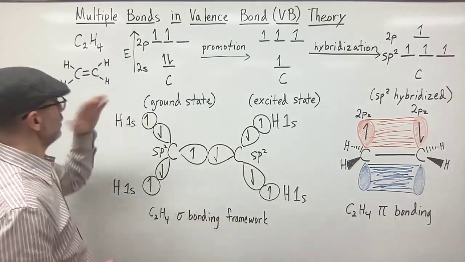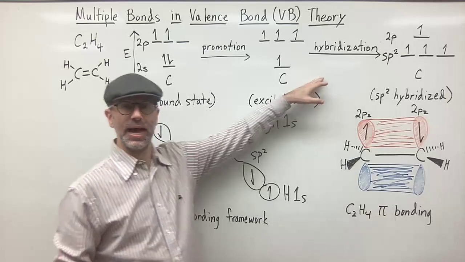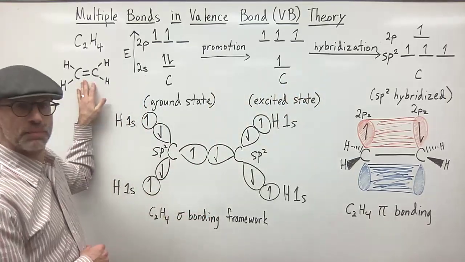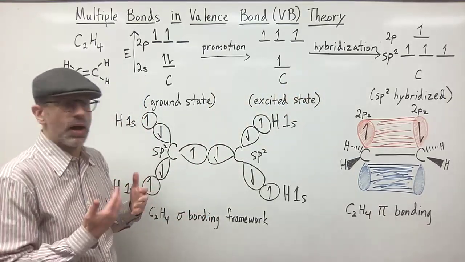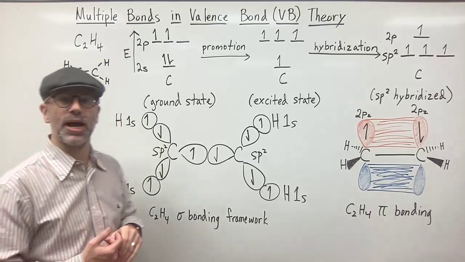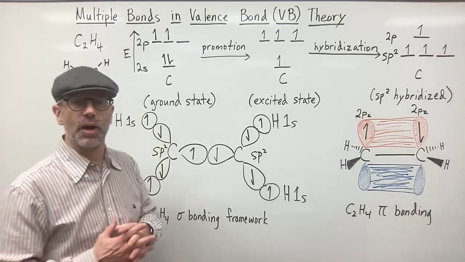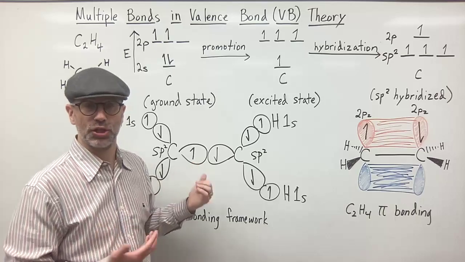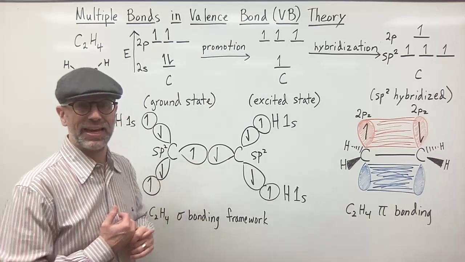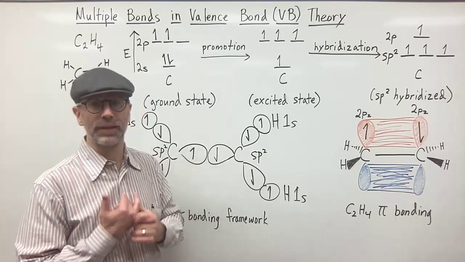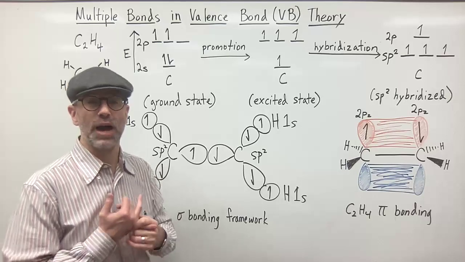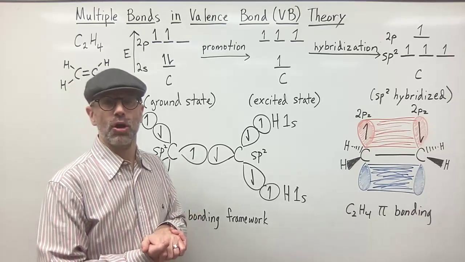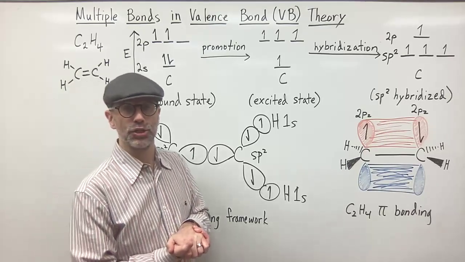So one thing I want to start off with is the idea of hybridization. The carbons here are going to be sp2 hybridized because we know experimentally that the angles are 120 degrees. That indicates that it's going to be trigonal planar, and sp2 hybridization is tied to the trigonal planar shape.